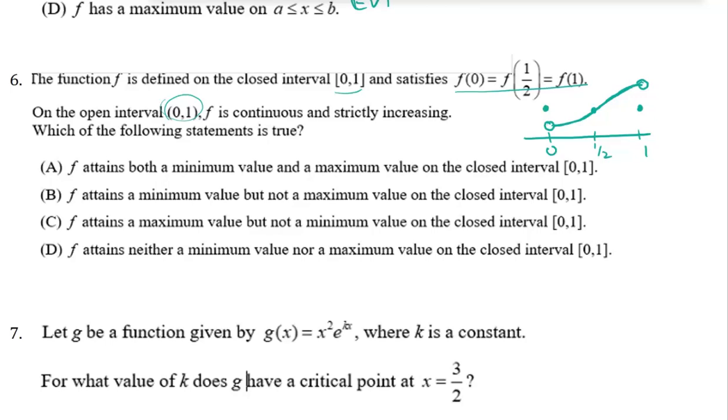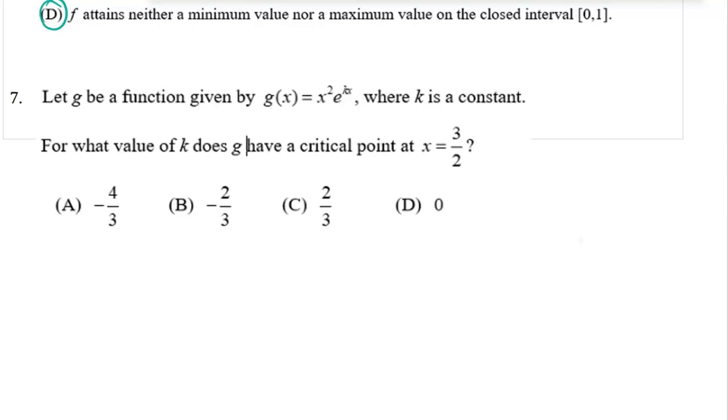Okay, so looking at this graph, A, f attains both a minimum value and a maximum value on the closed interval. Not necessarily, because we only know that it is continuous on the open interval, and my picture is a counterexample to that, so that one is not necessarily true. F attains a minimum value but not a maximum. Once again, not true. F attains a maximum but not a minimum. Once again, not true. So all 3 of these would need the extreme value theorem, which requires continuity on the closed interval, and we do not have that. D, f attains neither a min nor a max on the closed interval. That one is true. Again, something like this with open endpoints on both of these, and the 3 points right here is the only way to do this.